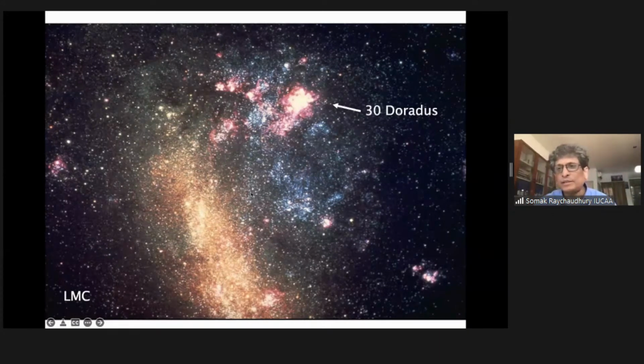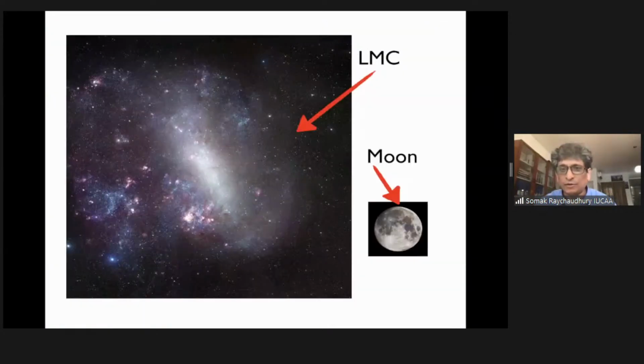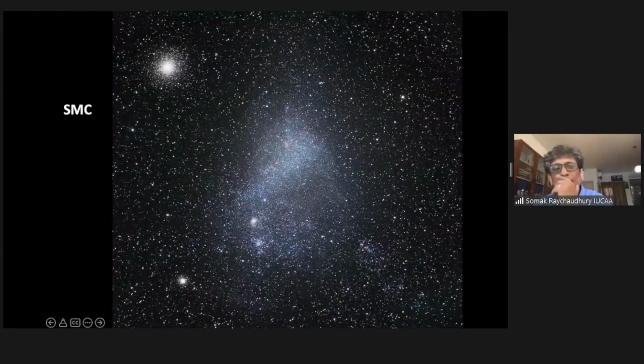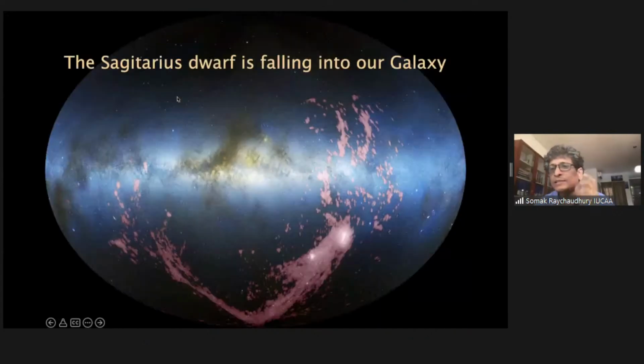You can see star forming regions here. This is a real picture. Somebody asked me whether I'm showing artists' pictures. It's all real pictures. The LMC is very big on the sky. Compared to the size of the moon, you can see it's 4 degrees across. The SMC, for example, is the Small Magellanic Cloud. The Sagittarius galaxy is actually 270 degrees across the sky.